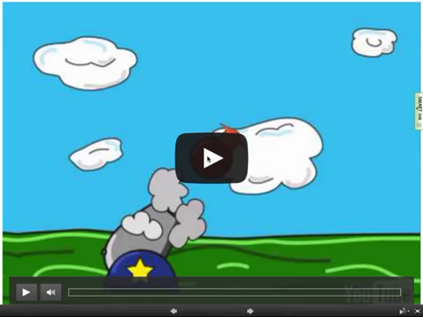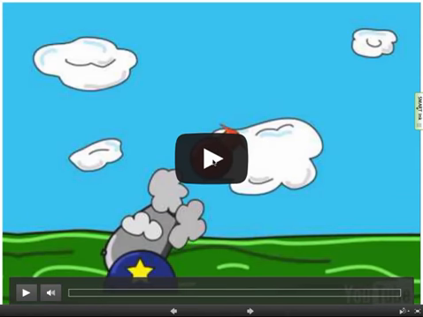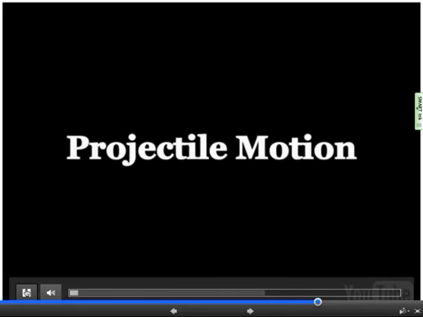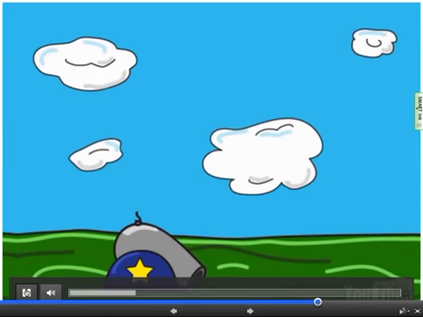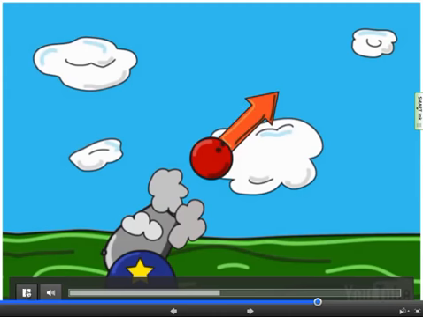All right, now as we watch this video here, it's going to show the different components of the projectile's velocity. So here we go. Cannonball is shot. Okay, that orange velocity vector right there, that's the actual velocity. We call it the launch velocity. It's actually how fast it's going.